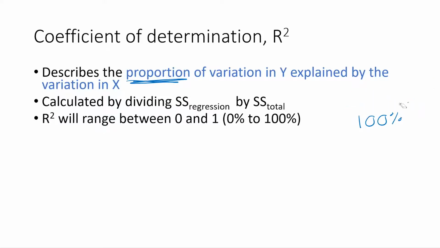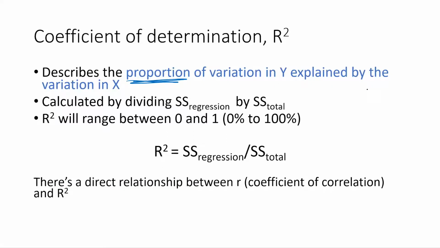So I'm just trying to say that the more variation that is explained by the regression, the higher your R squared is, because it gets closer to the total. So R squared will range between 0 and 1, 0% to 100%. There's also a direct relationship between little r, the coefficient of correlation, which we'll talk about when we talk about correlation in a second, and capital R squared, because R squared is just equal to r squared.